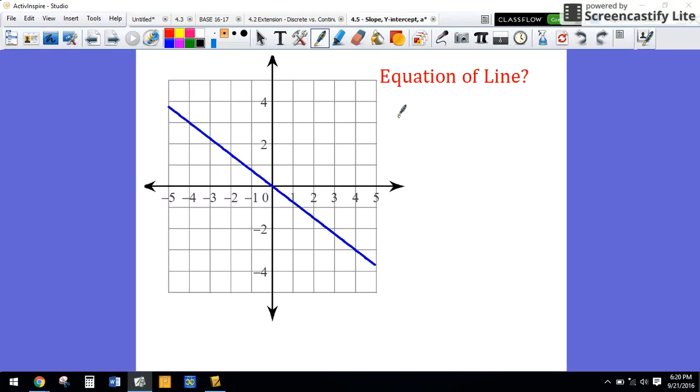So when writing the equation of the line, I pretty much follow the same steps I did when drawing the line. I'm still going to start, 1, with my intercept, and I'm just going to write int, and then 2, I will find the slope of my line, which we learned how to do last week.